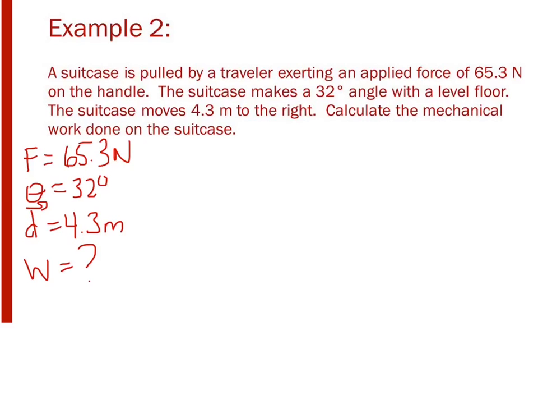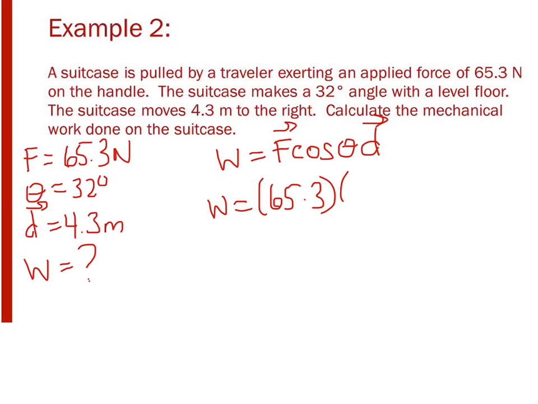So we have our mechanical work equals F cos theta times our displacement. So that is our formula. So we have force, we have our angle, and we have our displacement. So we don't have to do any extra work here. We can just go ahead and put in our numbers.